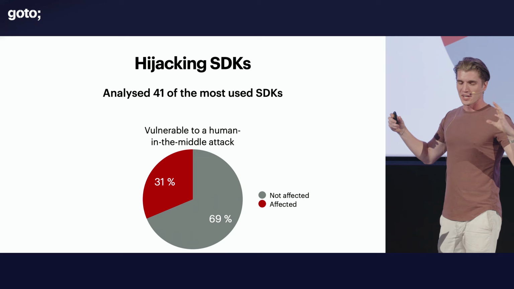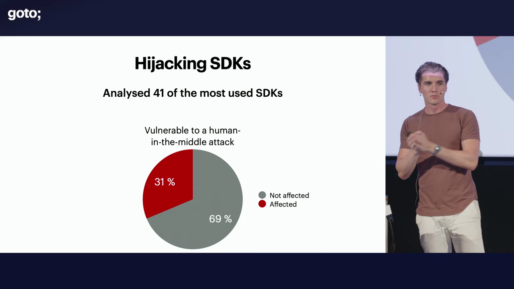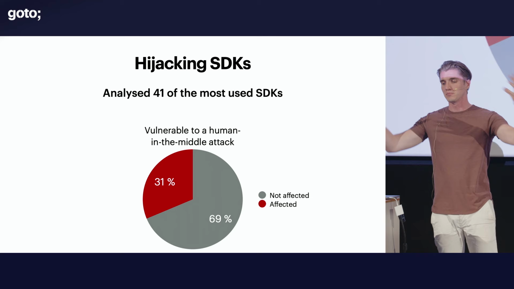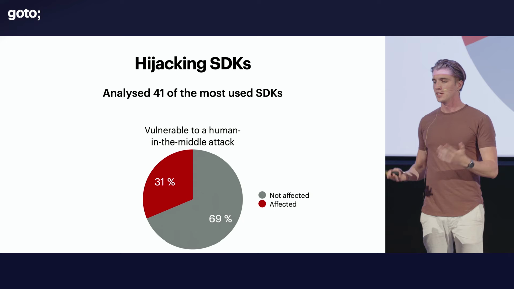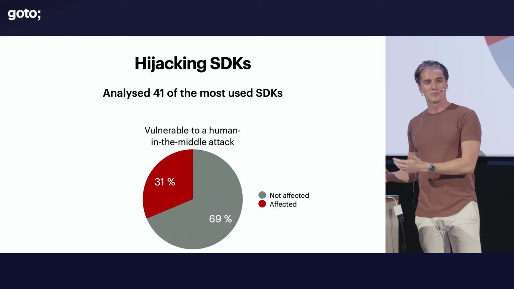Now I thought, okay, how do we make this even bigger? I was looking into whether you can take the knowledge from one of the previous projects and apply it on a larger scale. One of the best things you can do is inject code into other applications, so you have an even bigger attack surface. So I looked into how I can apply some very basic man-in-the-middle network attacks on unencrypted connections. I was looking at the most used iOS SDKs at the time, and 31% were vulnerable to some very basic man-in-the-middle attacks, including Amazon's AWS SDK, for example.